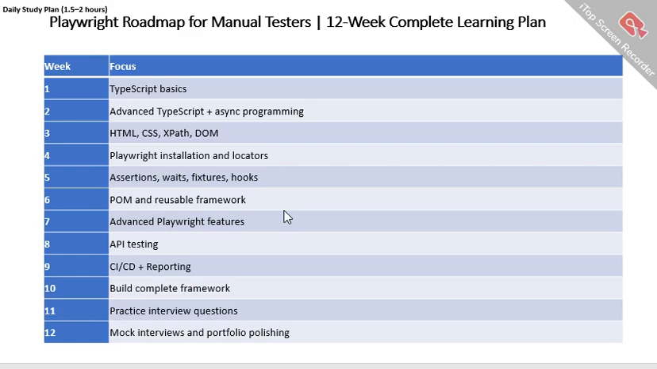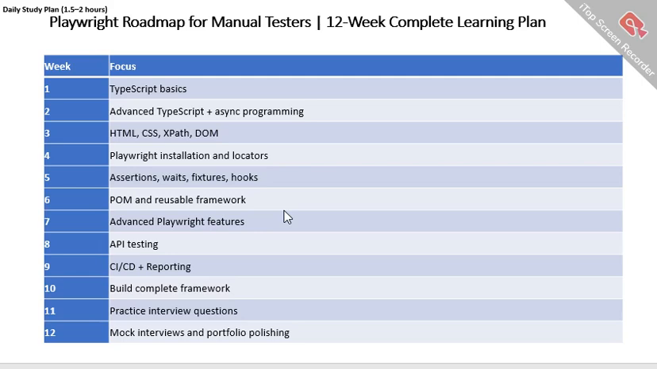In the fourth week, we'll cover Playwright itself. We will install Playwright, create our first project, and write our first automation test. Here you will also learn different locator strategies such as getByRole, getByText, and CSS selectors. By the end of this week, you will be able to automate simple scenarios like logging into an application or searching for a product.